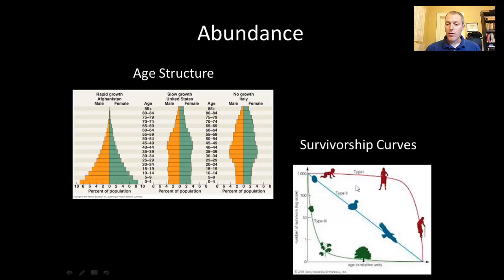Looking at survivorship curves, what we see is that there are several different kinds of survivorship curves for different organisms. And so what we have is the age of the organism across the x-axis, and we have the number of survivors on the y-axis here.